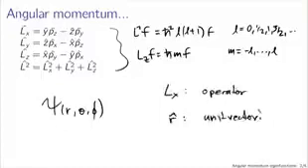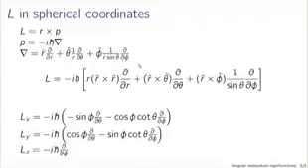Like I said, I'll try and be clear about what I mean in each case. At any rate, our goal here is to come up with spherical coordinates expressions for the operators that we were working with when we were considering angular momentum operator algebra, L squared and L sub z. So first of all, let's consider just L in spherical coordinates.